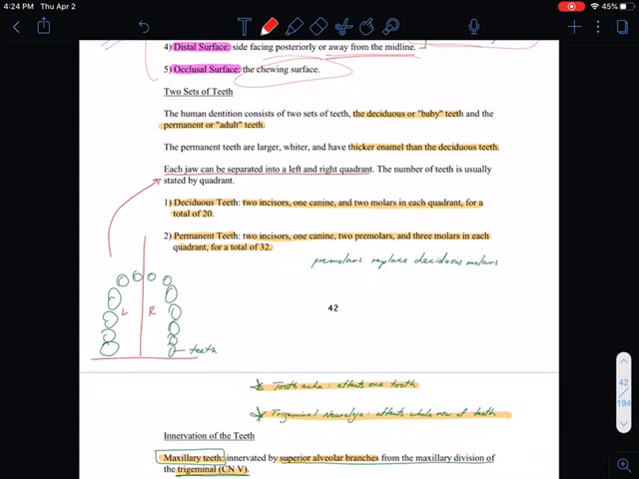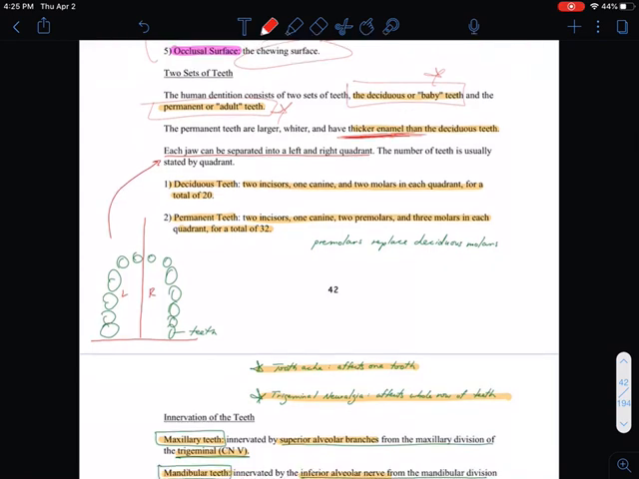Next, we have our two sets of teeth. You got to know deciduous means baby teeth, so you lose those guys, and then permanent means your adult teeth. Permanent teeth are larger, wider, have thicker enamel. That's that hard substance that protects your teeth. Each jaw can be separated into a left and right quadrant. For deciduous teeth, you have a total of 20 teeth. This is one of those times when you're going to want to know numbers. Permanent teeth, you have 32.